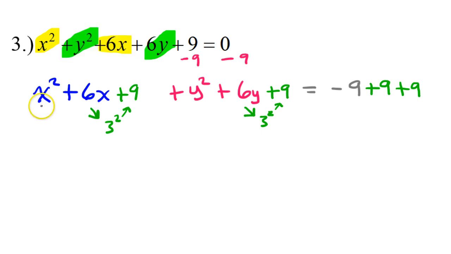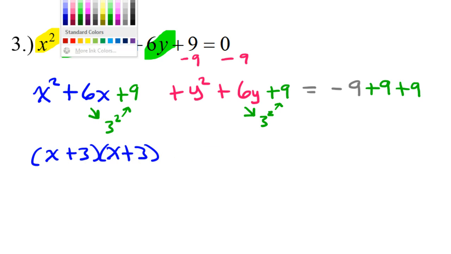Okay? Now, with this trinomial, for the x portion of it, I can factor this. So this is going to factor as (x + 3)(x + 3). Okay? x squared, that's x times x, 9, 3 times 3. And it had to be the same thing twice.